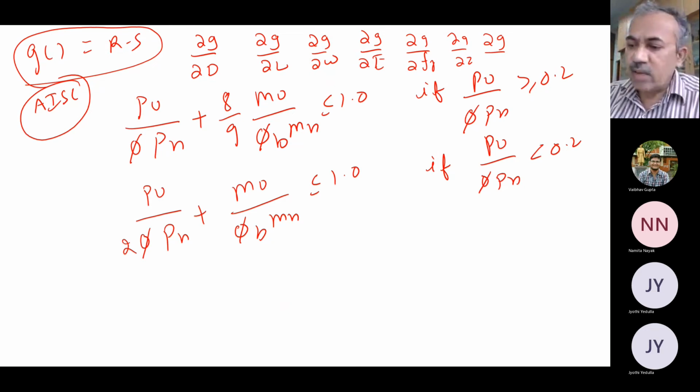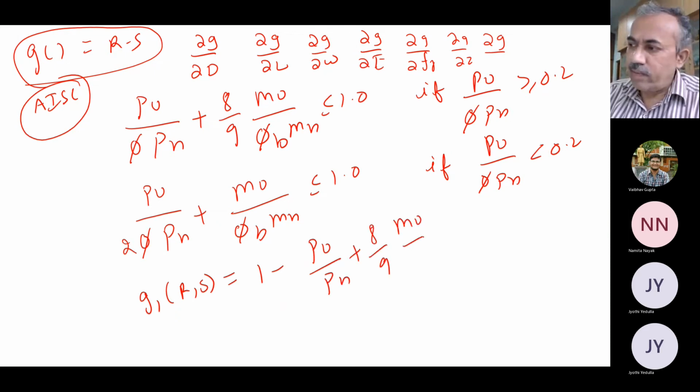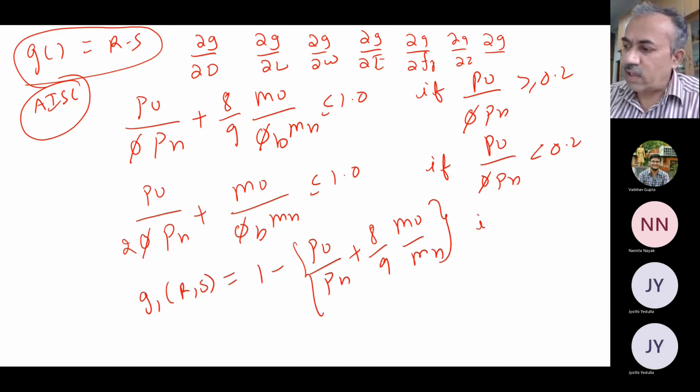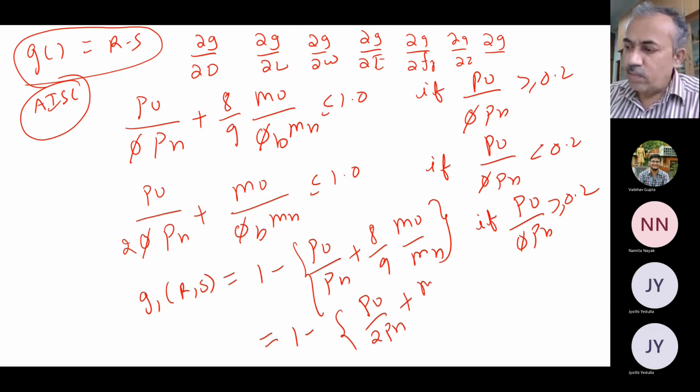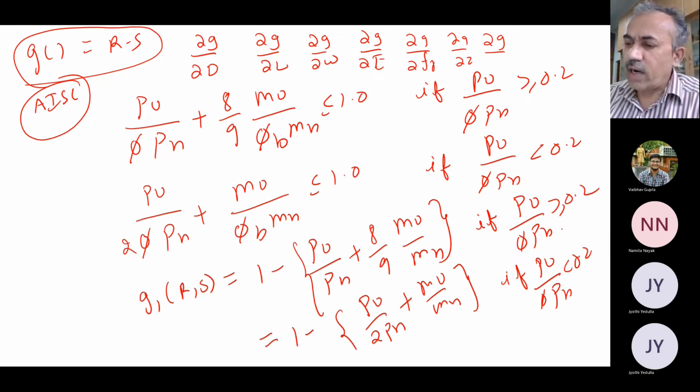So he has formulated his performance function based on this criteria. So this is 1 minus Pu by Pn plus 8 by 9 Mu by Mn. Followed in the textbook, it is clearly written: Pu by φ times Pn if it is greater than or equal to 0.2. Otherwise, the performance function is 1 minus, because two things are there, Pu by 2 times Pn plus Mu by Mn. So he takes this one, and other formulas are there.